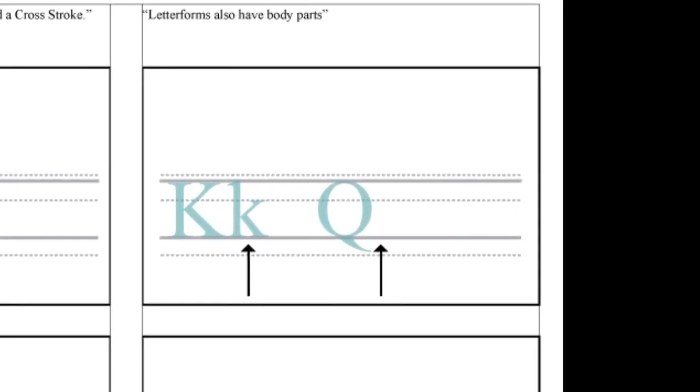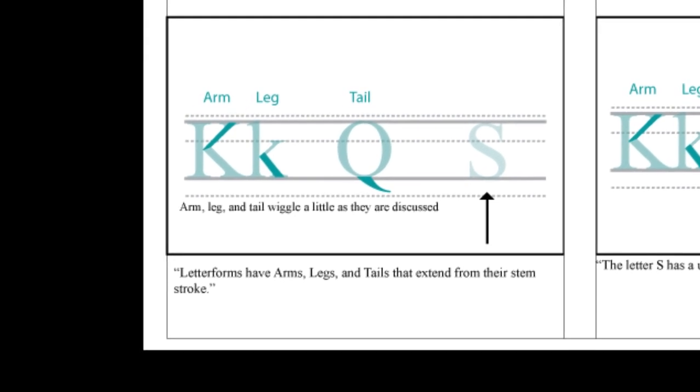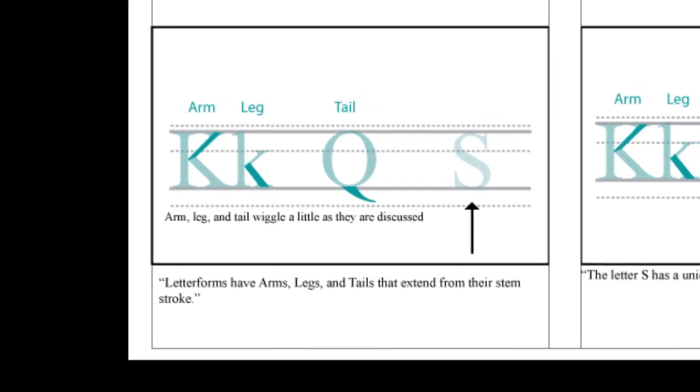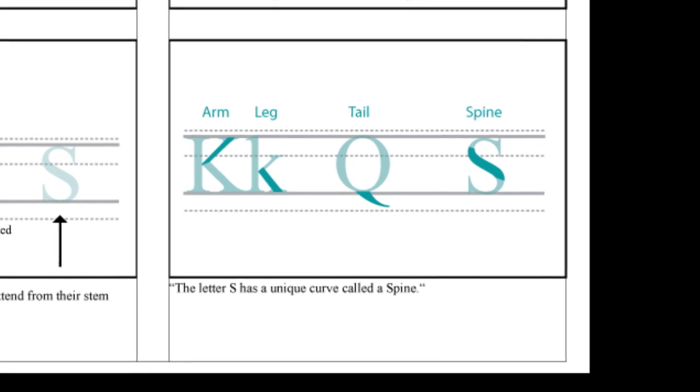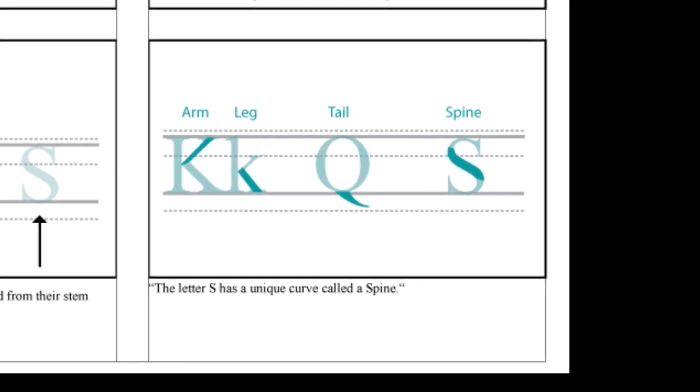Letter forms also have body parts. Letter forms have arms, legs, and tails that extend from their stem stroke. The letter S has a unique curve called a spine.